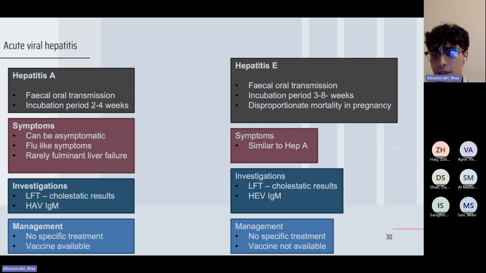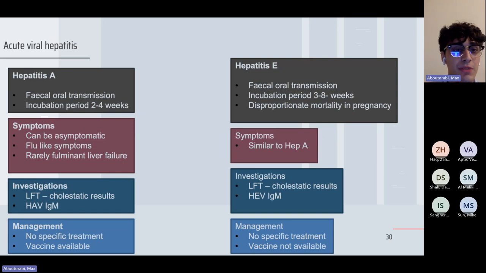They present very similarly, and you can also catch them very similarly. So the fecal-oral transmission includes things like shellfish. If a patient has an occupation which is to do with sewage, this is a potential way to catch these conditions. And then also things like oral-anal sex, so men who have sex with men are at high risk of contracting hepatitis A and E.